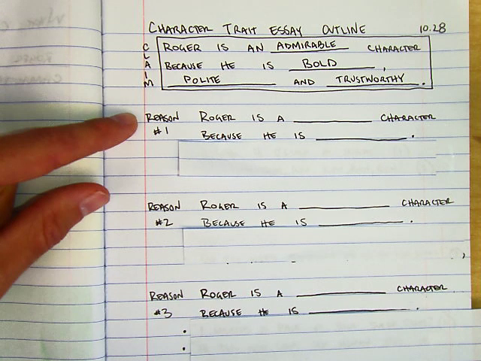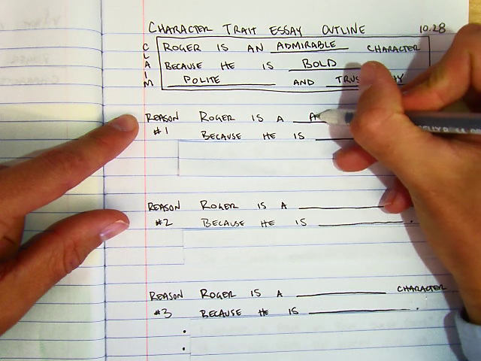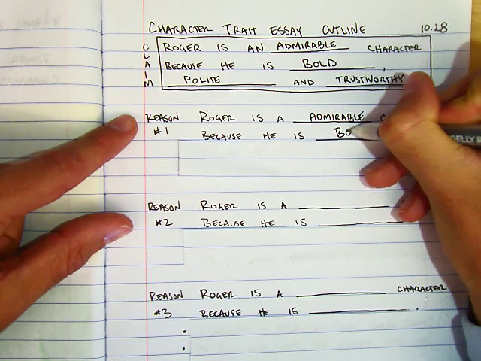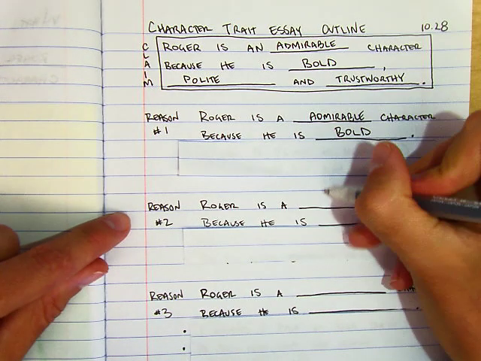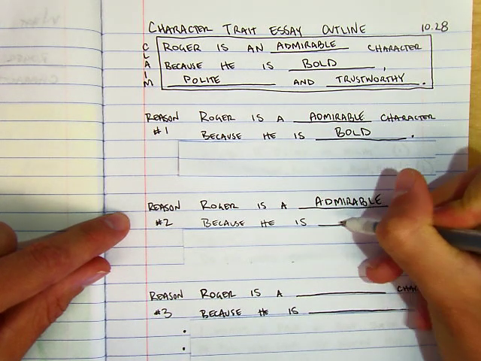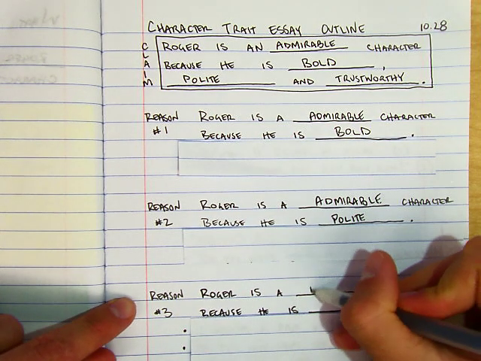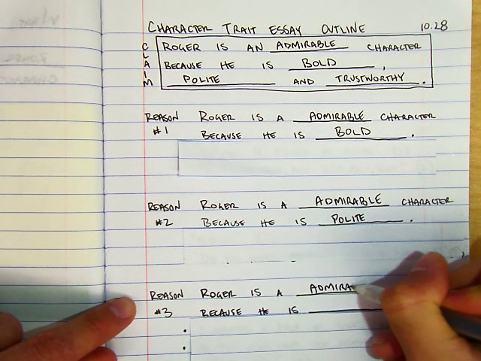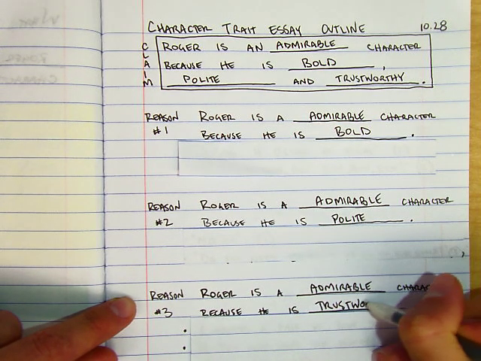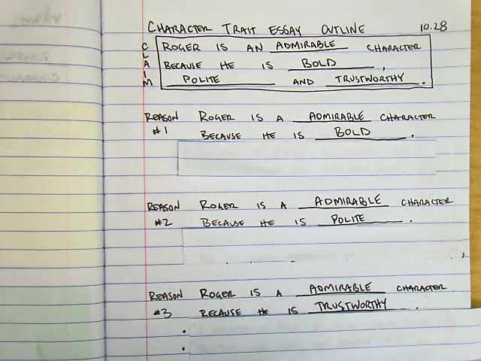And my reasons are actually going to function as my topic sentences of my paragraphs later. So Roger is an admirable character because, reason number one, he is bold. Roger is an admirable character because, reason number two, he is polite. And finally, reason number three, Roger is an admirable character because he is trustworthy. So right there, we have our claim and we have our three reasons, or our three topic sentences.